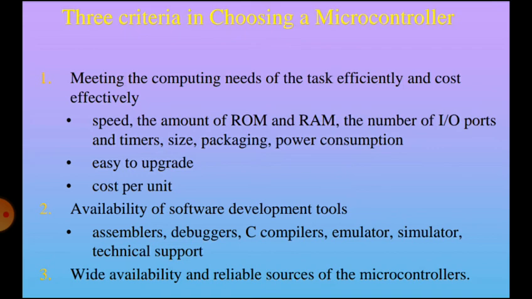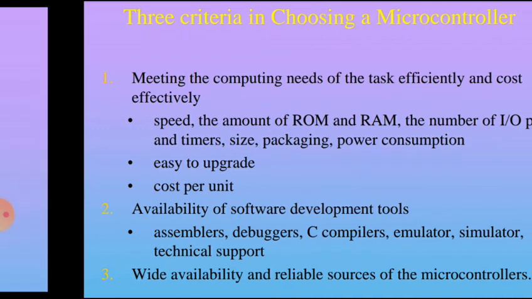Then the second criterion is availability of software development tools, that is assemblers, debuggers, C compilers, emulators, simulators, and technical support. And the third criterion is wide availability and reliable sources of the microcontrollers.